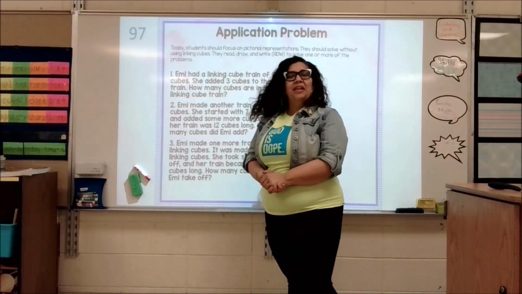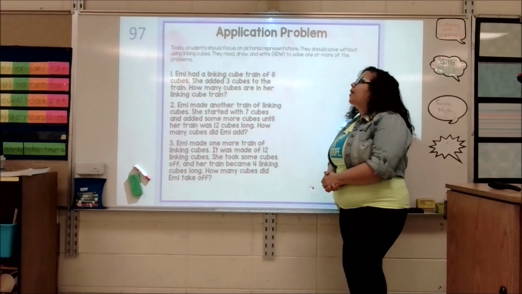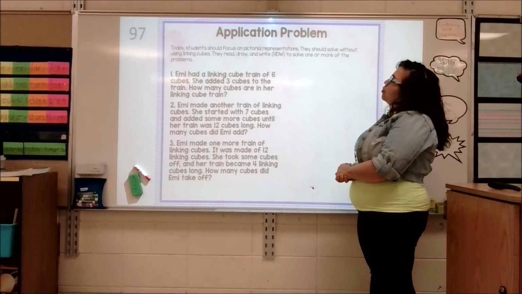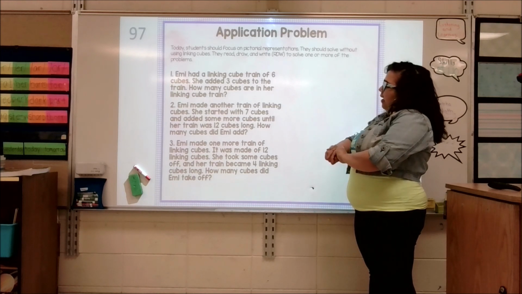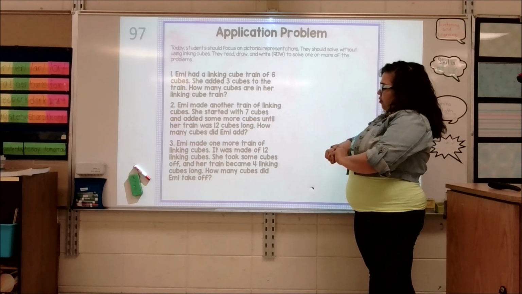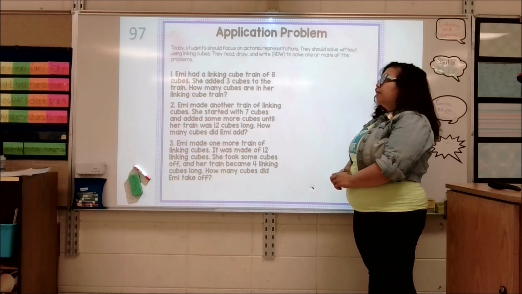So let's see what we have here. Who is Emmy? What? She's everywhere this week. All right. So Emmy had a Lincoln Cube train of 6 cubes. She added 3 cubes to the train. How many cubes are in her Lincoln Cube train? Okay, that's number 1.